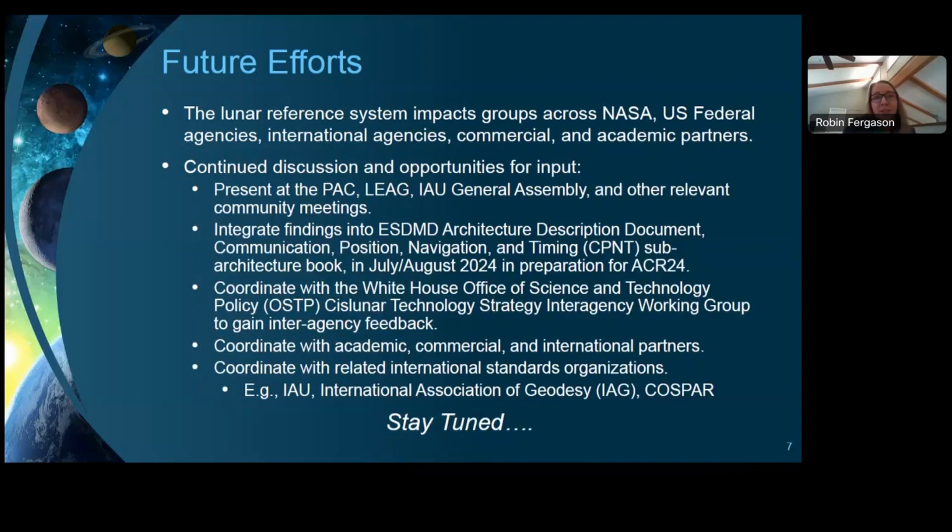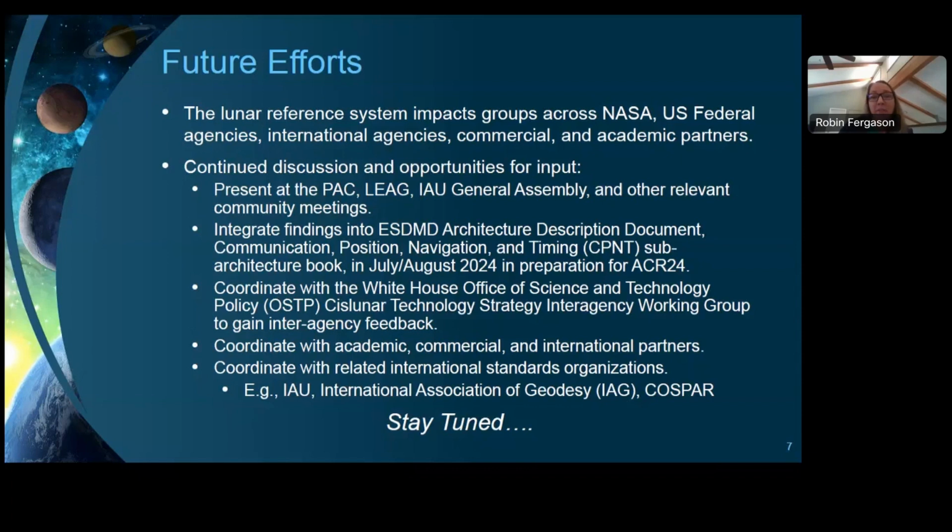So the Lunar Reference System impacts groups across NASA, across U.S. federal agencies, international agencies, commercial, academic partners, and many, many more. And so to that end, we recognize that an internal NASA recommendation is only the beginning of this conversation. Continued discussion and opportunities for input include arenas like presenting updates at the PAC, at League, at the IAU General Assembly, and other relevant community meetings.